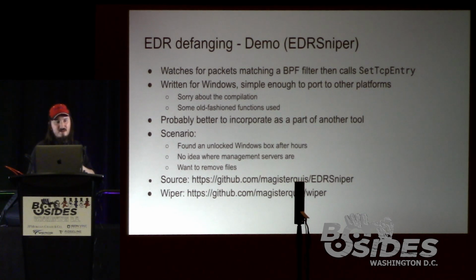So in this scenario, we'll pretend we found a Windows box after hours. We pretend we don't really know where the management servers are, but what we want to do is just wipe the box. Sort of a corny Sony-ish thing. Source for the EDR sniper, the PCAP-ish tool, and the source for the wiper. The wiper is actually, don't put it somewhere you don't expect to wipe, but it's a nifty little way to say, hey, you're like super elite AI, ML, AV that detects things before they run.